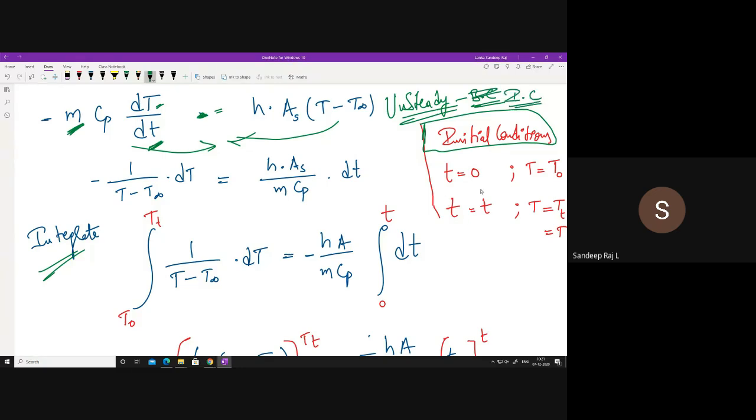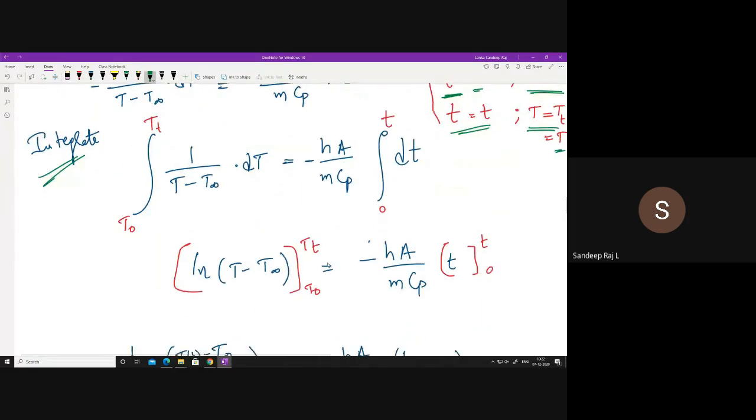That is the temperature at so and so time. Time equal to 0 is nothing but the initial condition. So time 0, T naught, you have taken, and at time equal to t, or simply T, you have taken. So those things you have taken here, and with respect to those limits, this is the time 0 temperature, this is the time t temperature. With respect to those, you have integrated it.